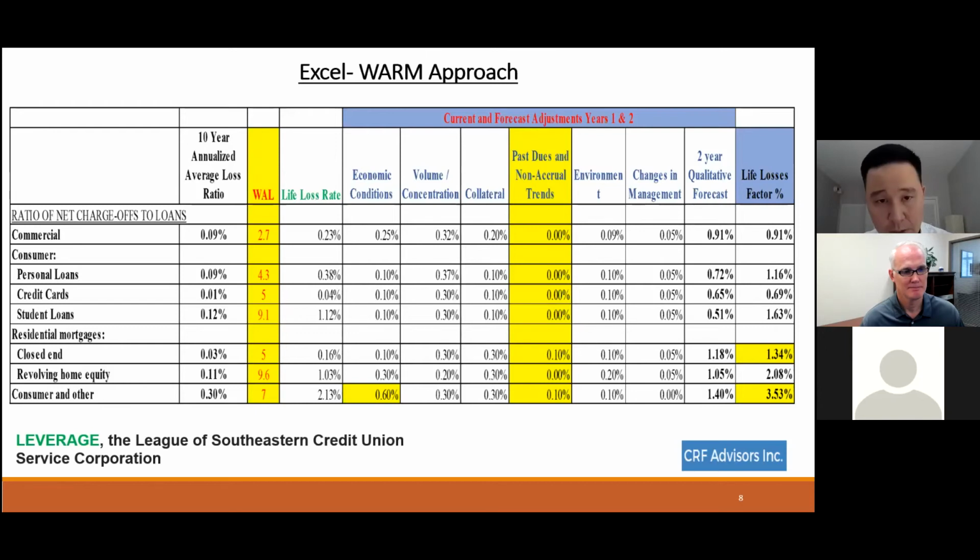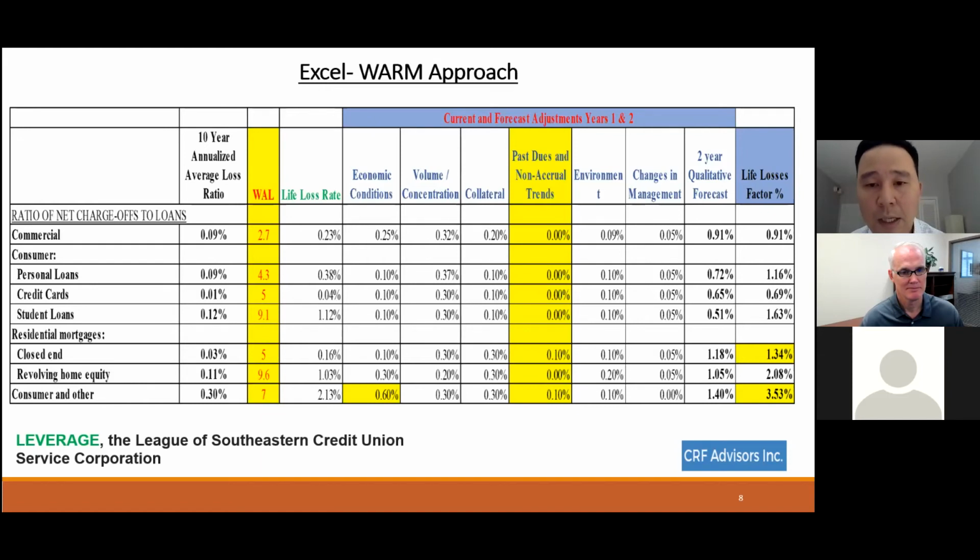It's a very straightforward calculation, and once you come up with your life loss rate, you would then apply several qualitative factors to your portfolio. I know a lot of our credit unions have applied maybe one factor, maybe for economics, or one for past dues and non-accruals, or maybe they blended one particular qualitative factor, maybe 20 basis points, maybe even higher, to the whole portfolio. But you really want to granularize that assessment. In this particular example, they've broken out the qualitative factors between economic conditions, concentrations, collateral, past dues, and environmental conditions.